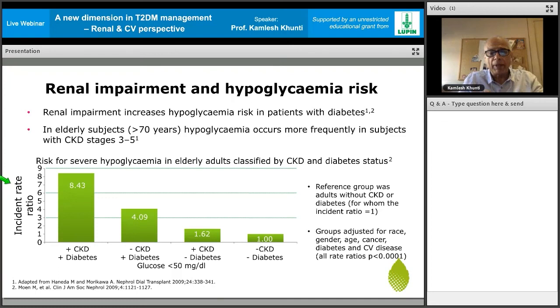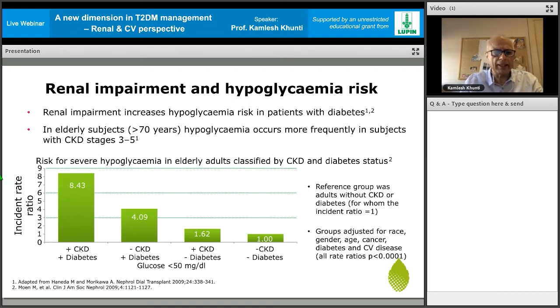We worry about hypoglycemia as a risk factor for people who have CKD, and we are always changing therapies and adding therapies to improve glycemic control because it's a progressive disease. And CKD is a risk marker for hypoglycemia.